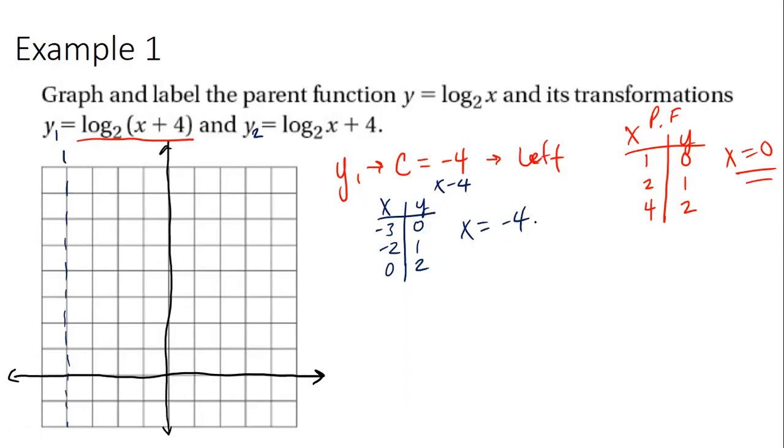And we're graphing -3, 0. We're graphing -2, 1. And we're graphing 0, 2. And technically we could put in 4, 3. There we go. And now we're going to do our best to connect the dots. And there's our transformation.